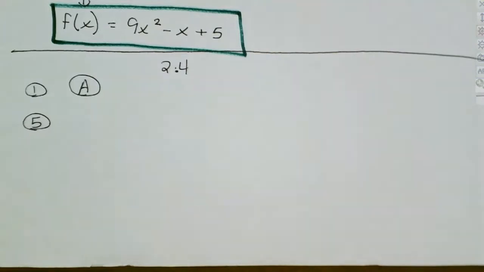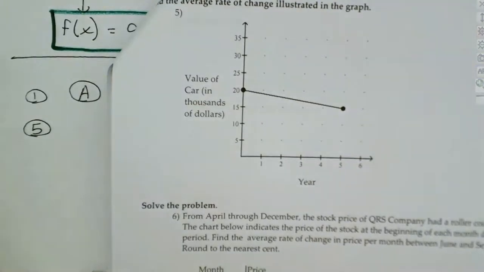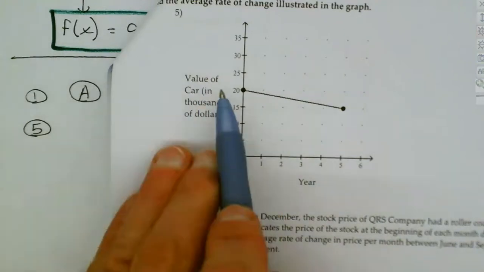And question 5, you have a picture. And we want to find the average rate of change. Now, when I talk about an average rate of change, that is going to be the same as your slope. Why is my slope going to be negative? Right? And it's going down, and that makes sense because what happens to the value of your car? It decreases, doesn't it? Right? The more you drive the car and have the car, the more it decreases in value. So that's why this is going to have a negative slope.